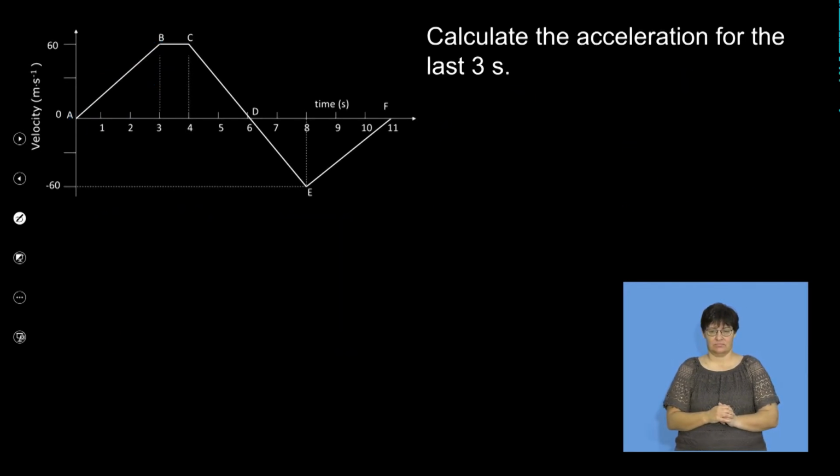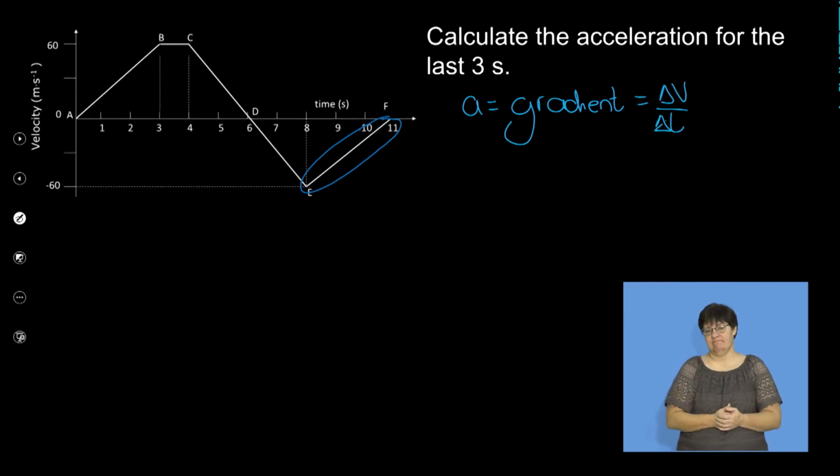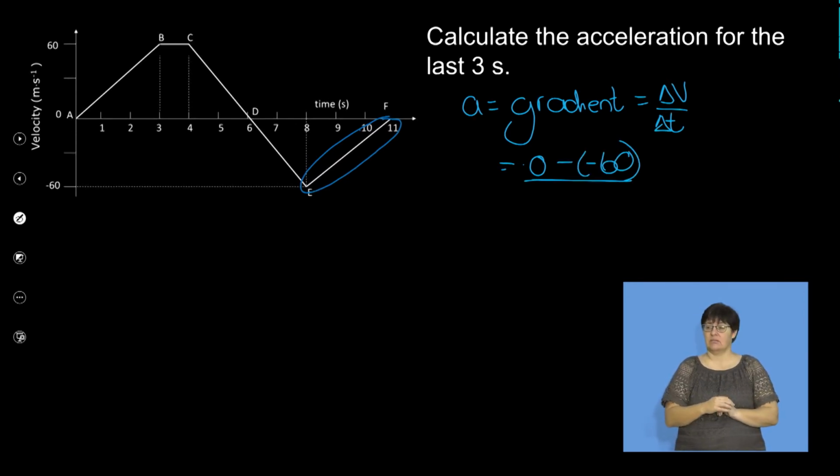Let's try one more just to check that we're doing it all right. Now they want the acceleration in the last 3 seconds. So that's this part. Last 3 seconds, again, we start on the graph. So we know that acceleration is the gradient. And that's change in velocity over change in time. In this case, the final velocity was 0. Initial velocity was minus 60. My time was 11 minus 8.